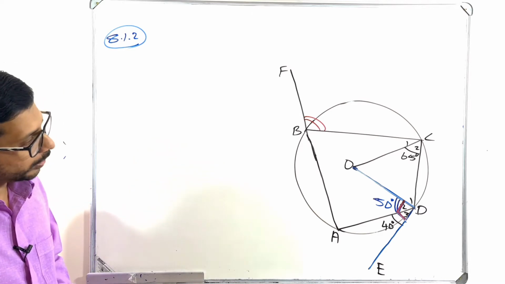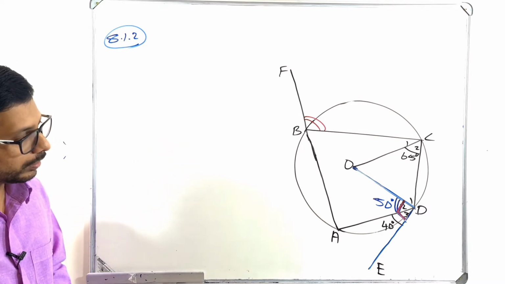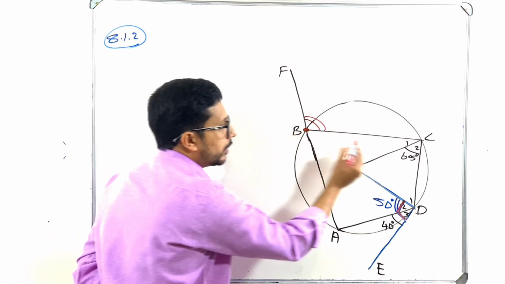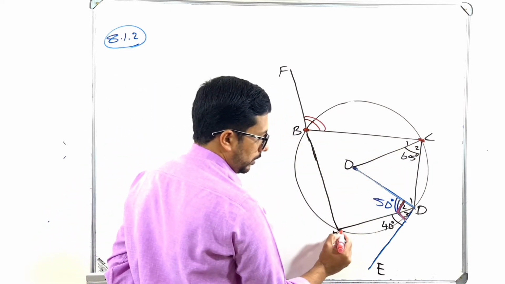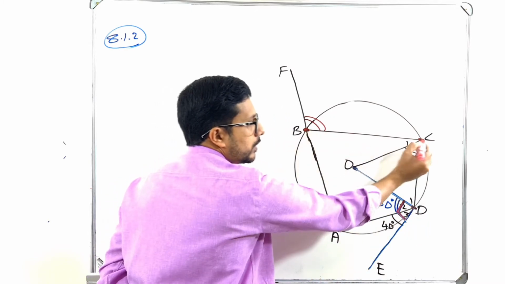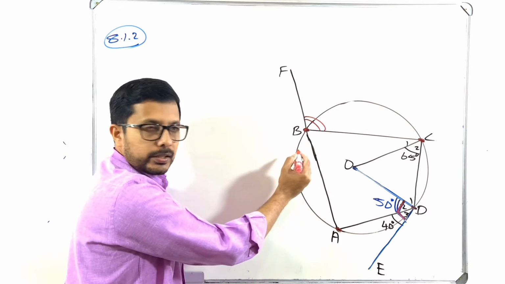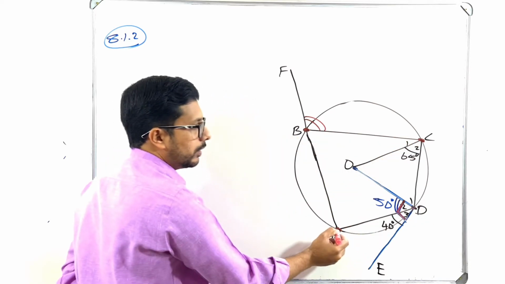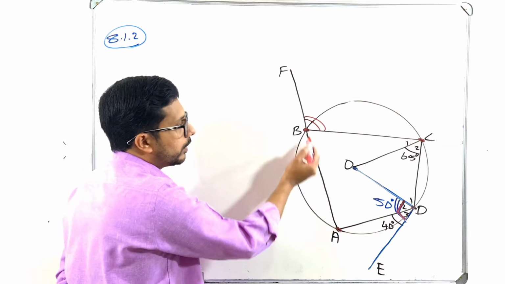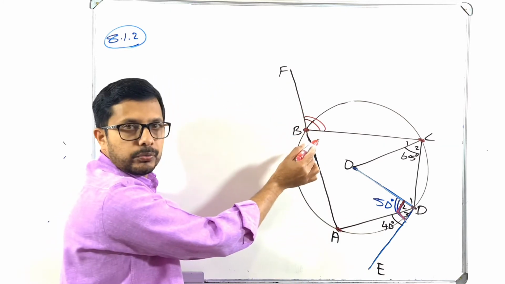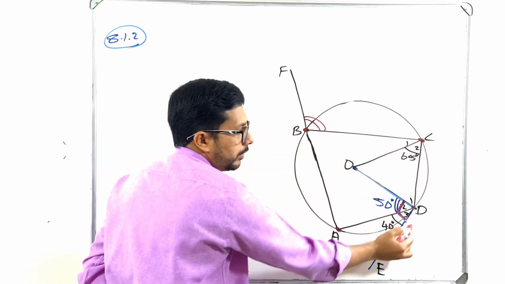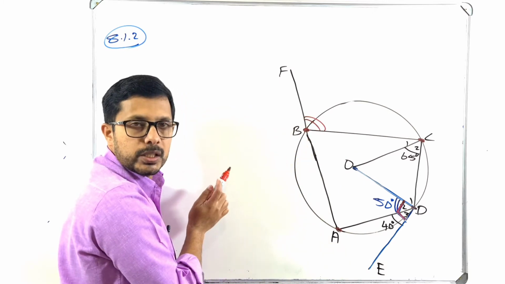So how can you find that one? Look at this one. This is how I am thinking. Look at these points, BCAD or BCDA. This one is a cyclic quadrilateral. Am I right? BCAD or BCDA is a cyclic quadrilateral. In that cyclic quadrilateral, this angle that we want to find is an exterior angle. Is it not so?